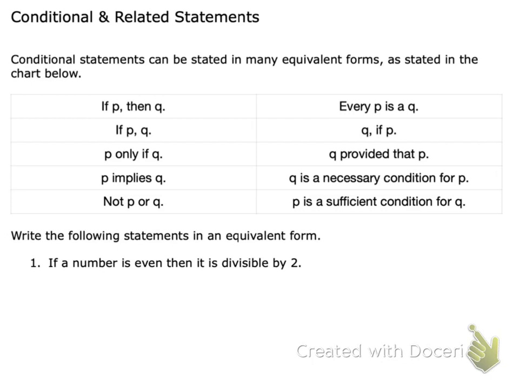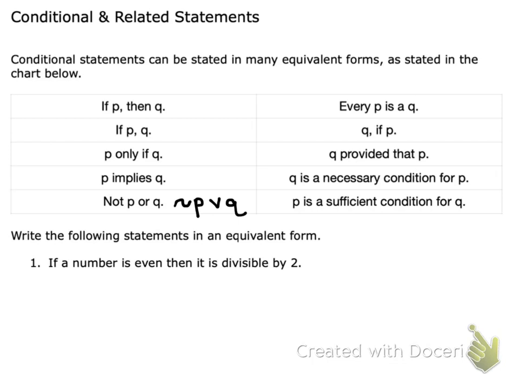Not P or Q, that's what we just did, right? That's the disjunctive. Every P is a Q. Q if P. Q provided that P. Q is a necessary condition for P, or P is a sufficient condition for Q. All of these are equivalent. So you can write a conditional statement in any of these ways. And this is what I was saying at the beginning, where your antecedent is your hypothesis, and your consequent is your conclusion. It doesn't necessarily mean that in writing the antecedent comes first.